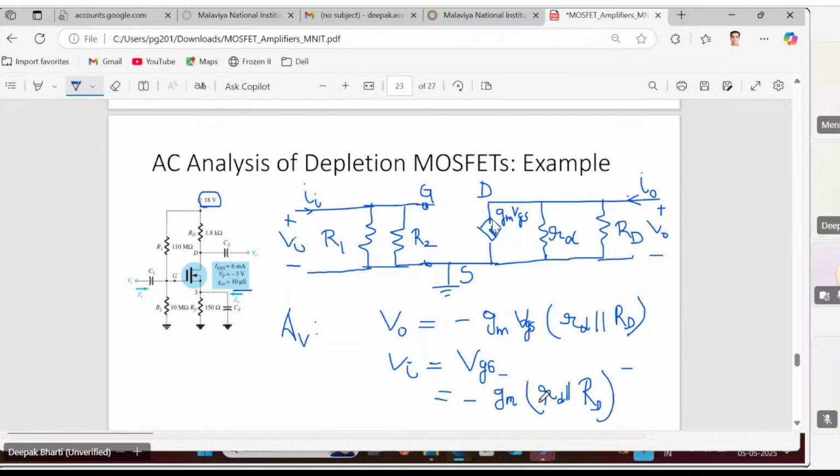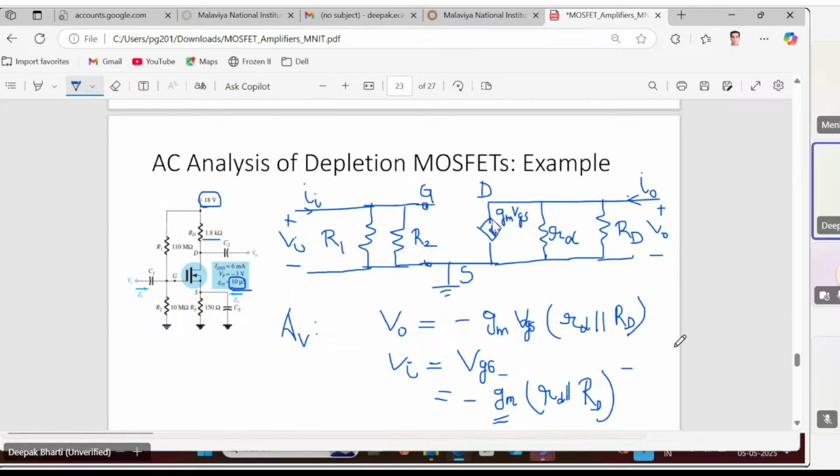Okay, but here small rd and capital RD are known. Small rd is the inverse of 10 microsiemens, and capital RD is 1.8 kilo. But what about GM? How will you determine GM? GM has to be determined by the DC analysis. So here the importance of DC analysis comes.